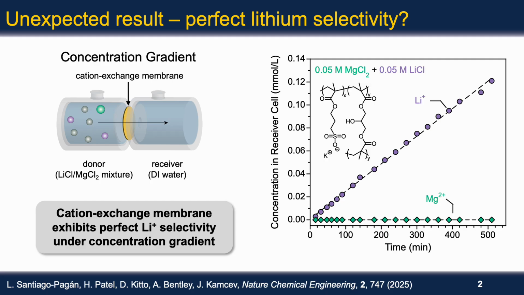This study is a follow-on to another recent publication from our group where we showed that concentration gradient-driven transport across a cation exchange membrane, or negatively charged membrane, can yield exceptionally high lithium to magnesium selectivities. Here, if we take a standard diffusion cell and put a cation exchange membrane separating the lithium-magnesium chloride mixture from a pure water compartment, and we measure the concentration of cations in the pure water compartment, we find that lithium ions can transport readily across the membrane, but magnesium ions are largely rejected, thus giving us extremely high lithium to magnesium separation.